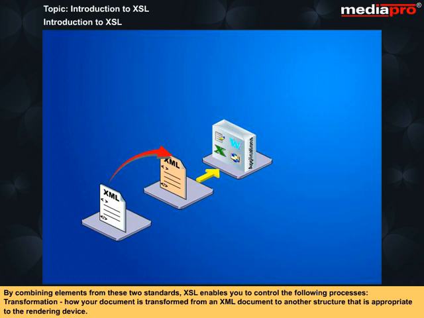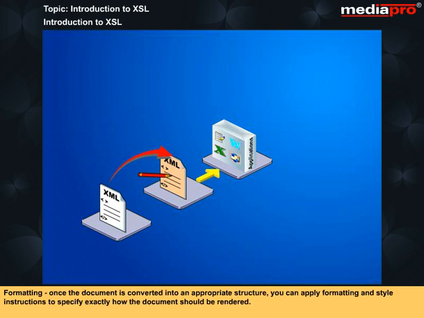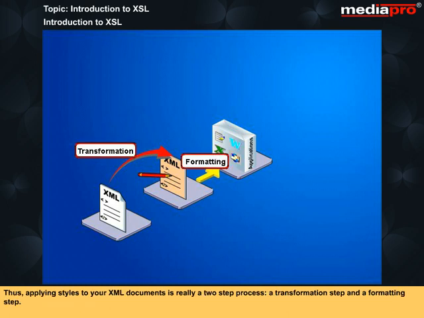Transformation: how your document is transformed from an XML document to another structure that is appropriate to the rendering device. Formatting: once the document is converted into an appropriate structure, you can apply formatting and style instructions to specify exactly how the document should be rendered. Thus, applying styles to your XML documents is really a two-step process, a transformation step and a formatting step. You can accomplish both of these steps simultaneously with XSL.